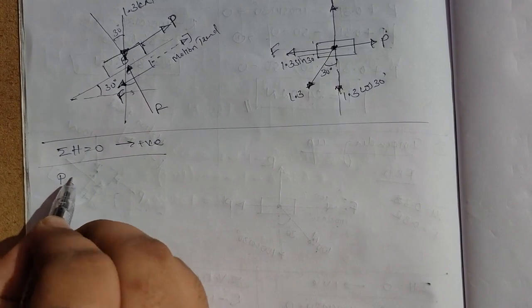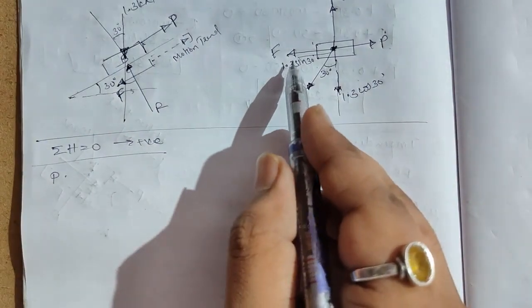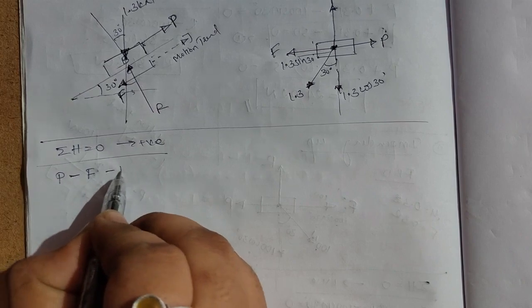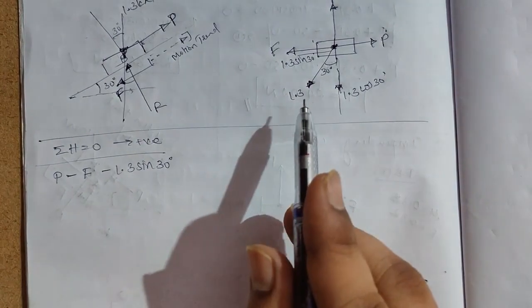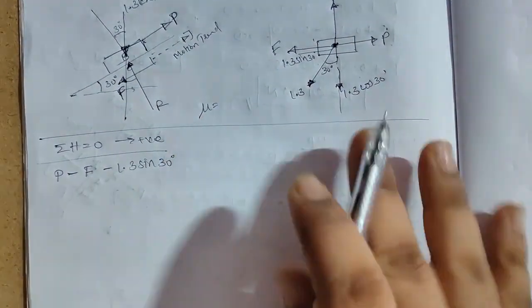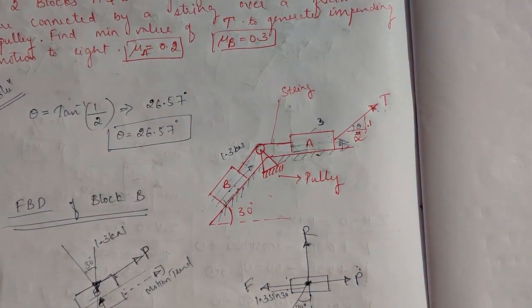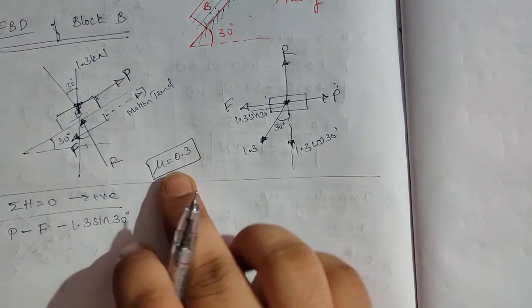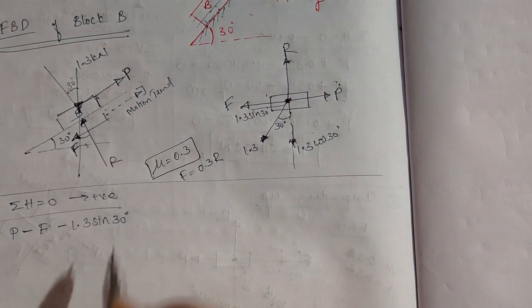So for the positive forces, P is the positive force. Then I'll take P minus F minus 1.3 sin 30 degrees. Here for this case, the value of mu is what? Mu B is given as 0.3. So when the mu value is given as 0.3, F is equal to 0.3 R.